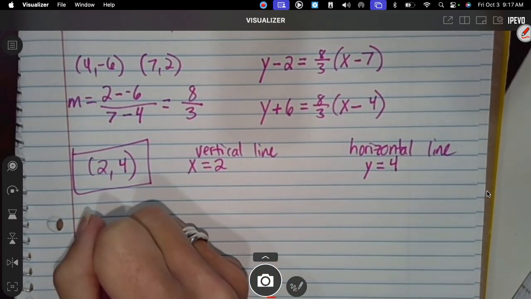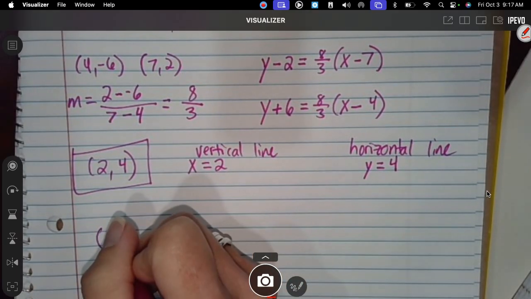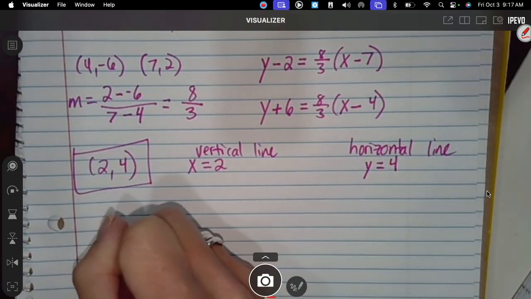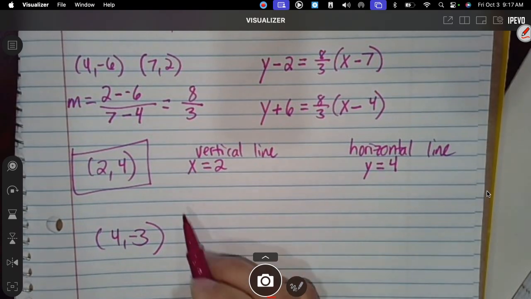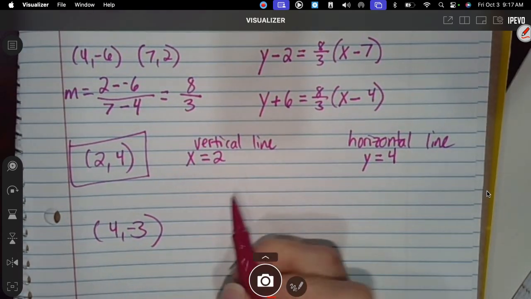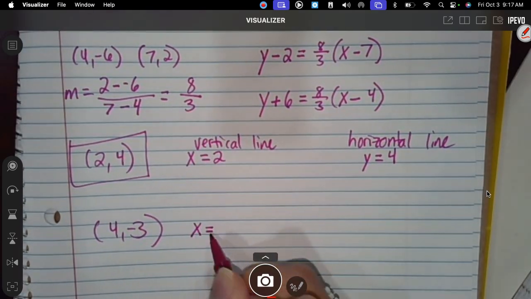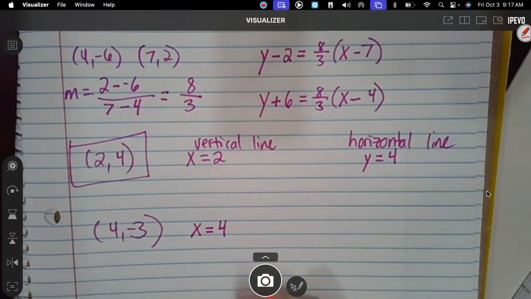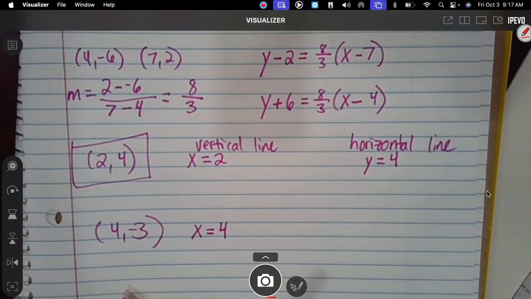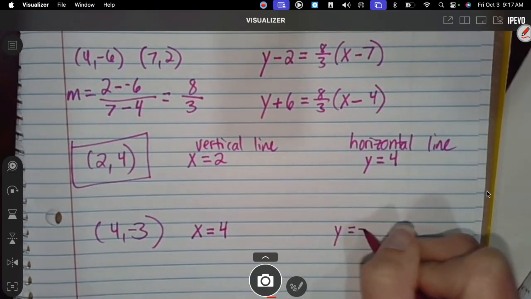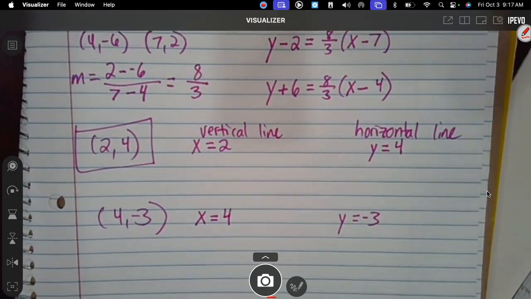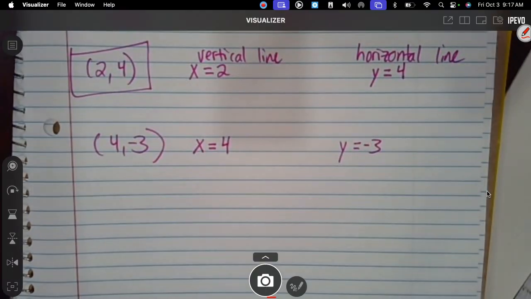Let's do another one. What if they give us the ordered pair 4, -3? My vertical line is going to be x equals, and what's the x value they gave me? 4. And if I was going to do a horizontal line through that point, that would be the line y equals -3.